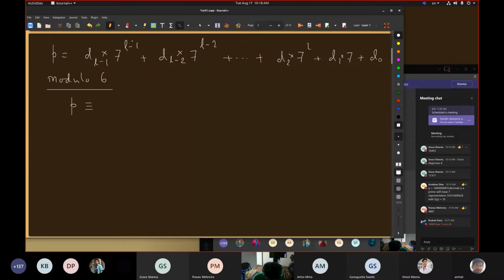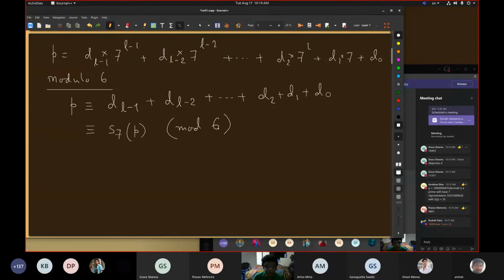7 will be 1 modulo 6. So this is 1 power L minus 1, this is 1 power L minus 2, 1 power 1, and this is also 1. So P is the same as this sum, which is the same as S7P modulo 6.